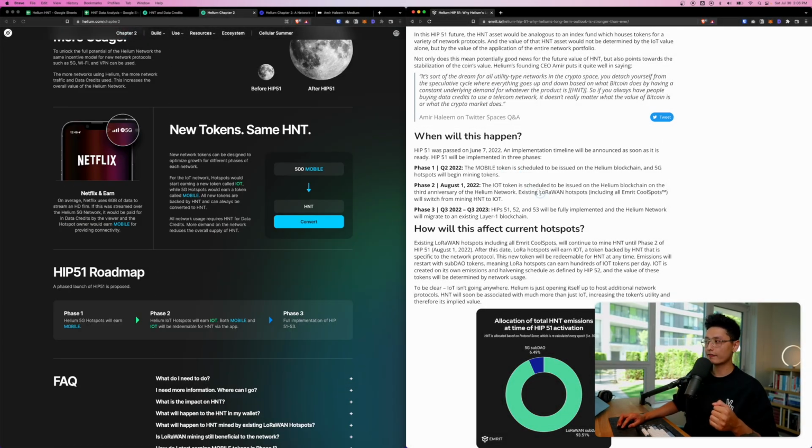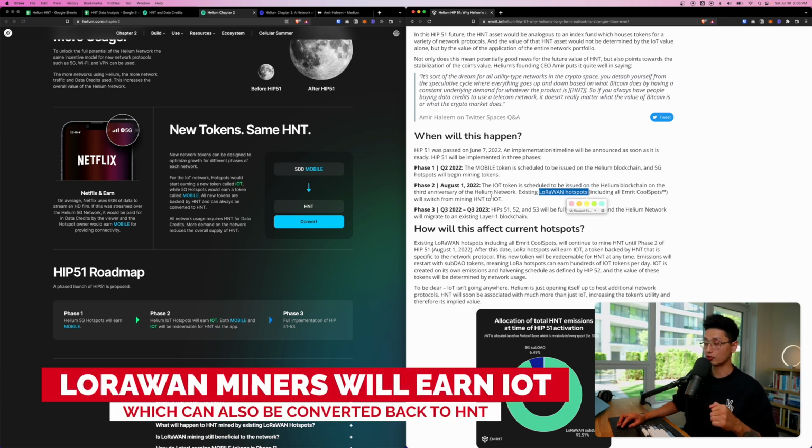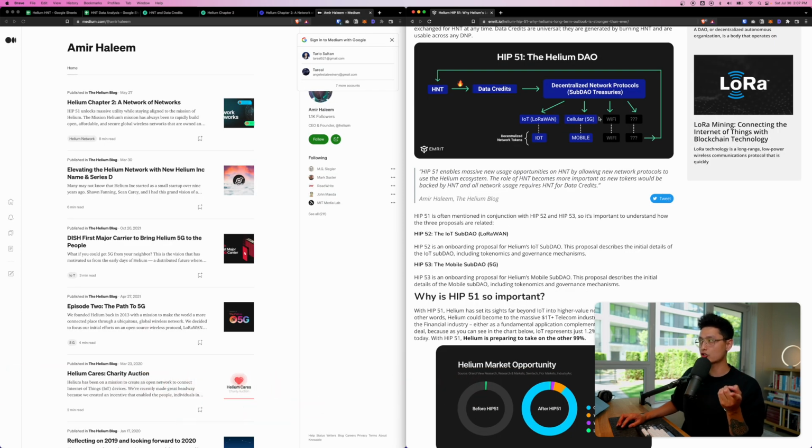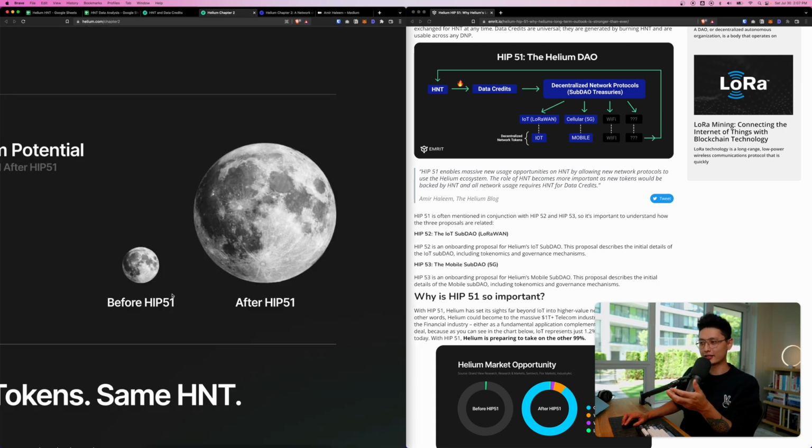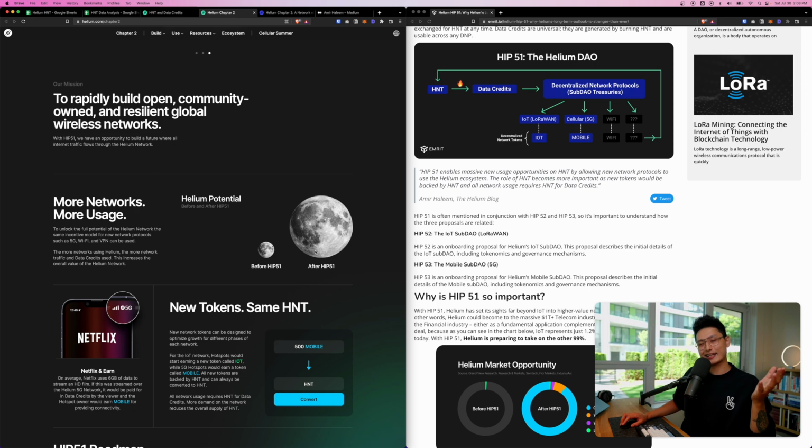So all the LoRaWAN miners, the hotspots that we currently own, we're going to be switching to IoT tokens, which can be converted to HNT tokens. And if you have the 5G miners, you'll be earning mobile token. And from there, you can convert mobile token to HNT. This is a little graph made by their team. Before HIP51, you can see the scale is here. And after the implementation, it's going to be a bigger scale. I guess the Helium Network here is just trying to aim for the longer horizon.